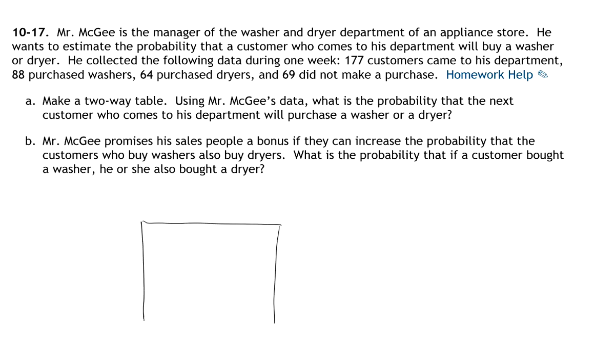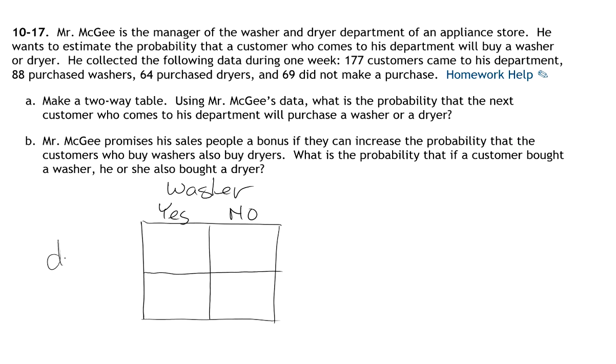And I believe I'm going to do washer, yes, washer, no. So one broad category there is you're buying a washer or you're not buying a washer. The other category we're going to look at is dryer. And for that, we'll also have dryer, yes, and dryer, no. Now, they're telling us that 177 customers came to his department. So the total people that came by the department was 177.